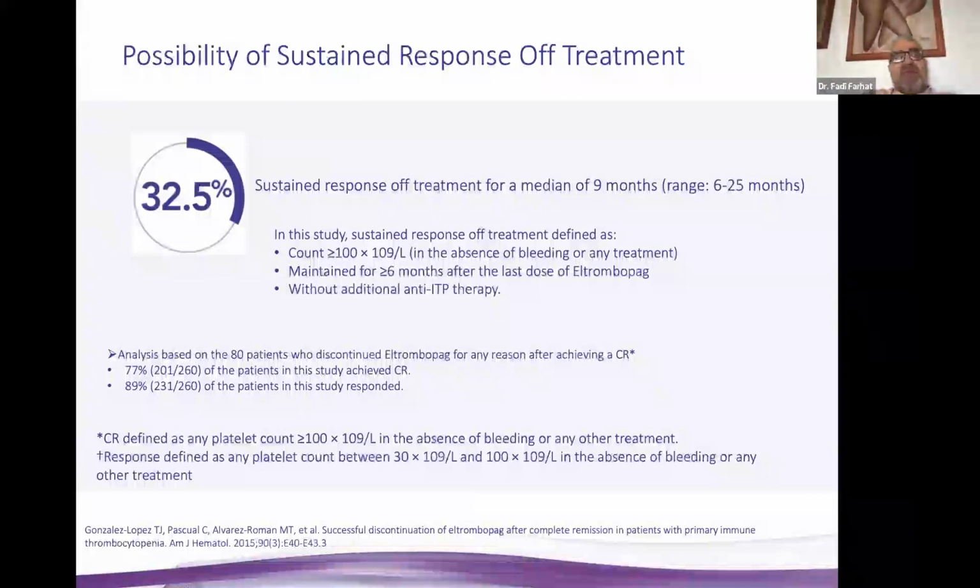Here we can see that 32.5% have a sustained response of treatment for a median of 9 months, which is good. The sustained response was defined as a count of more than 100,000 with no bleeding, maintained for more than 6 months without additional anti-ITP therapy. So a third of your patients might maintain a platelet count of more than 100 for at least 6 months if you stop the treatment, which is good in my opinion.